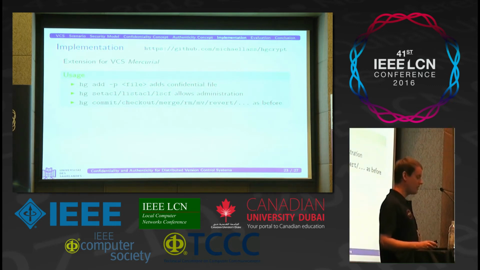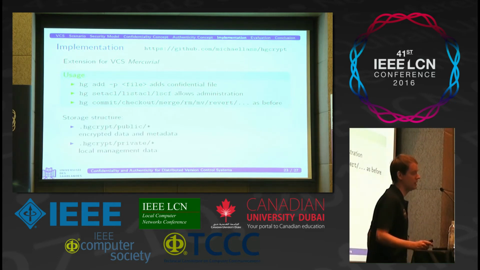Now we have implemented the whole concept into the Mercurial version control system, which is available for download right now. And its usage is almost transparent to the user, so we have introduced an operation for creation of confidential files, and an operation that allows administration of the access rights, but all the encryption and decryption, etc., is performed transparently to the user during commit and checkout and other operations. So he doesn't even notice that if everything is set up correctly.